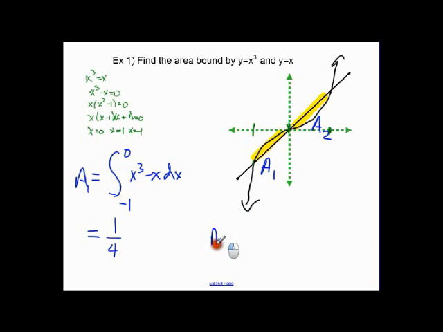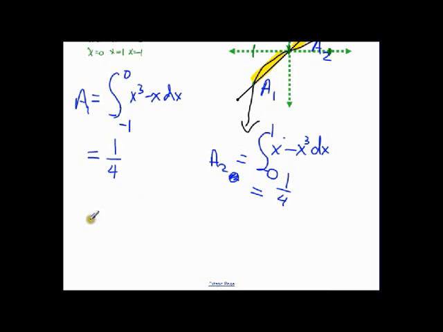For area 2, all we're going to do is set it up as the integral from 0 to 1. So this one's going to go from 0 to 1, and the top curve is now x. So this switches. And the bottom curve is going to be x cubed. Again, I'm going to let you guys finish that and figure out that it is also 1/4. So the total highlighted area there is 1/2.